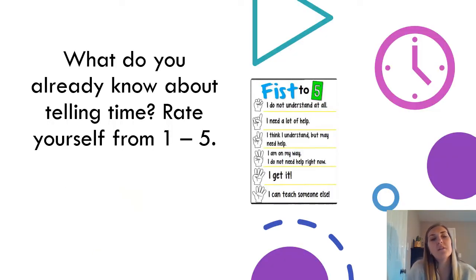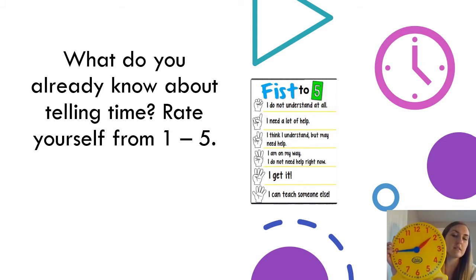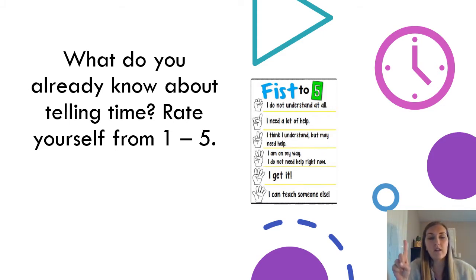Before we get started, I want you to rate yourself on a scale of 0 to 5 about how comfortable you feel about telling time. So what do you already know? 0 would be, I do not understand it at all, so telling time on this type of clock. 1, I need a lot of help. 2, I think I understand but may need help. 3, I am on my way. I do not need help right now. 4, I get it, or 5, you're like an expert. You could teach someone else. Rate yourself at this time.